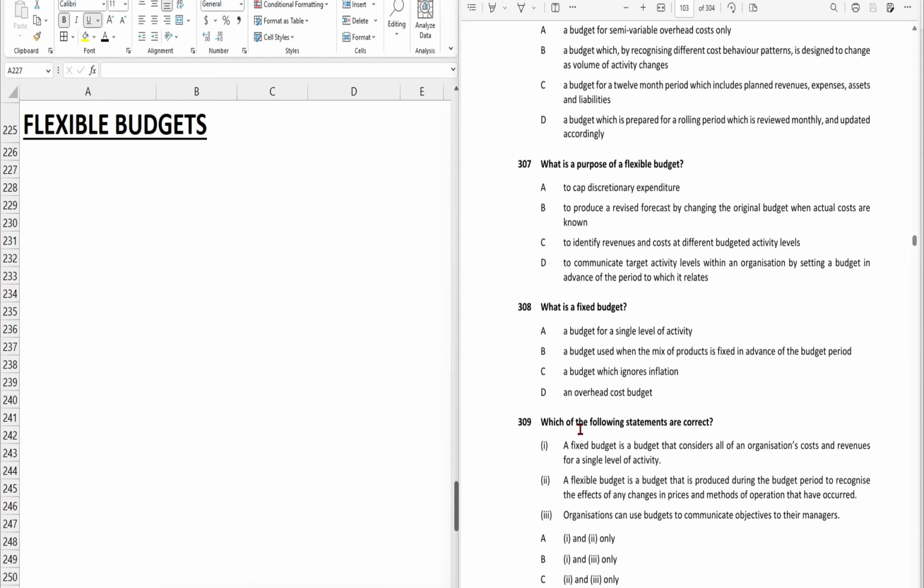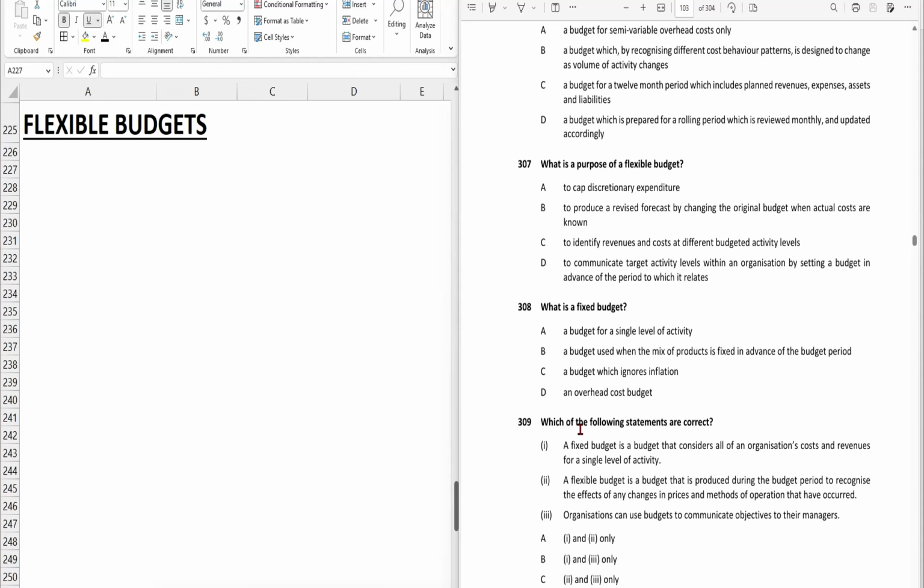Now, last, to communicate the target activity level within an organization by setting a budget in advance of the period to which it relates. Again, this describes your fixed or master budget, which is created before the period begins and communicates the targets to the respective persons or the organization.